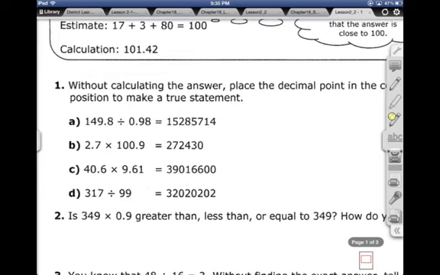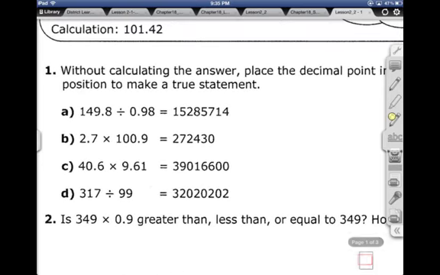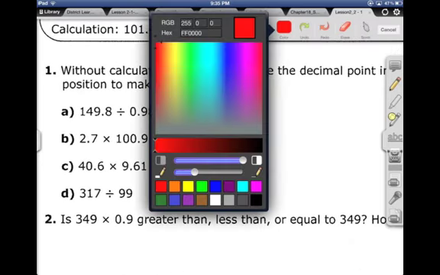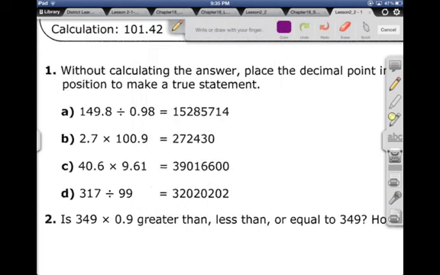So you get a problem like this. I'm going to zoom in on this. And you see a number like 149.8 divided by 0.98. Okay, if you've ever done long division, that could be a lot of fun. Easier thing to do in this case is you have to put the decimal point somewhere inside that number. So where exactly should it go? Should it be between the 5 and the 2? Should it be between that 5 and that 7? Well, there's a real easy way to find out.